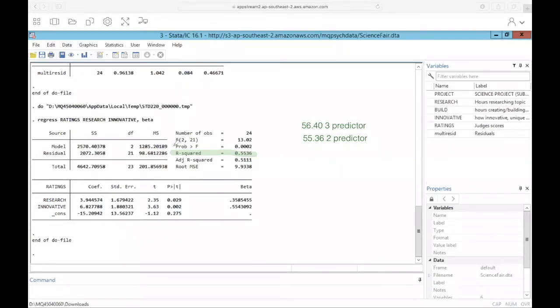Okay, and the model itself is significant with an F of 13.02. So again, that's just saying that the model with two predictors is better than no model at all. And now by removing build, research is again a significant predictor of judge ratings. Okay, so the beta coefficient didn't change that much, but what this is saying is that when you remove some of that shared variability, it's freeing up research to be a significant predictor of judge ratings. And remember, this p-value is simply saying that 3.94 is significantly different from 0.